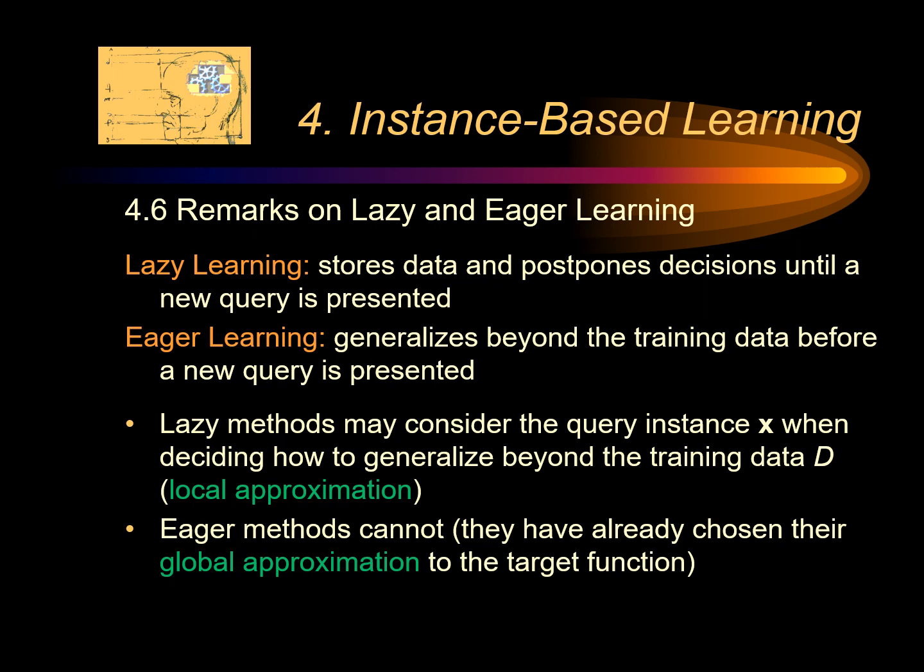Especially when we talk about the lazy method, it is all about local approximation, whereas eager learning is all about global approximation. So just remember those two points also. So that's all about instance-based learning.